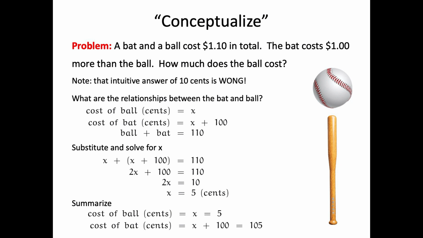The ball was X, so we'll say X, and then the bat was the quantity X plus 100. So X plus X plus 100 equals 110. Doing algebra, X plus X equals 2X, so we have 2X plus 100 equals 110. Subtract 100 from both sides, which gives us 2X equals 10. Divide 10 by 2, and we can solve that X equals 5 cents.